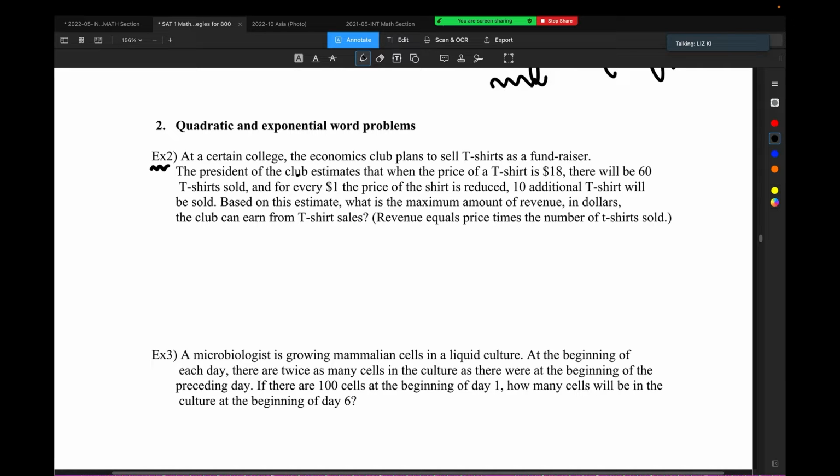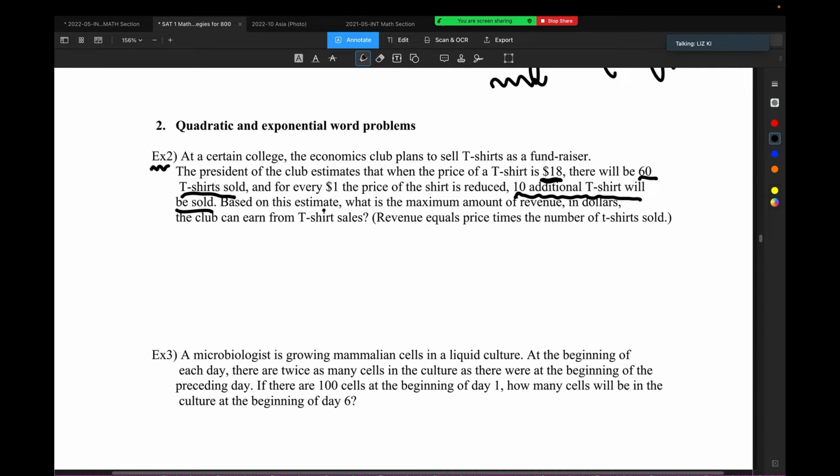At a certain college, the economic club plans to sell T-shirts as a fundraiser. The president of the club estimates that when the price of a T-shirt is $18, there will be 60 T-shirts sold. Alright? Then for every $1 the price of the shirt is reduced, there's going to be more demand, right? More will sell. Get cheaper, more demand, right? 10 additional T-shirts will be sold. So every time the price drops $1, 10 more T-shirts will be sold, right?